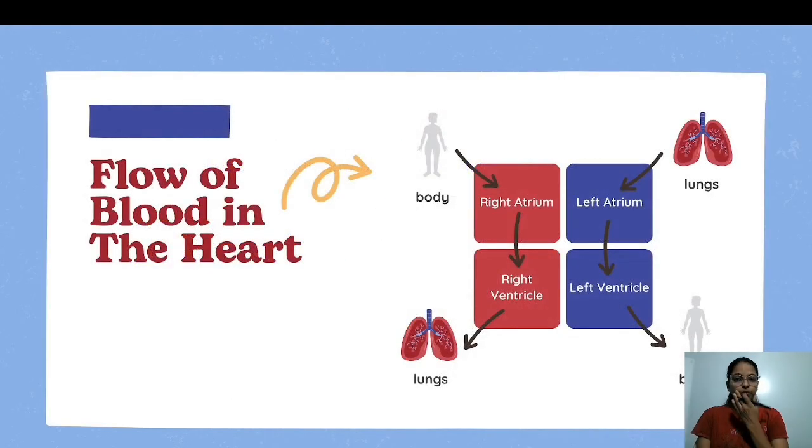Okay, so the flow of blood, we will see this again. First, from the body parts towards the right atrium. From the right atrium blood enters the right ventricle. From the right ventricle the deoxygenated blood goes to the lungs, and from the lungs, you can see here, the oxygenated blood comes into the left atrium. From the left atrium blood goes to the left ventricle, and from the left ventricle oxygenated blood is pumped to all body parts. So this is about the flow of blood.